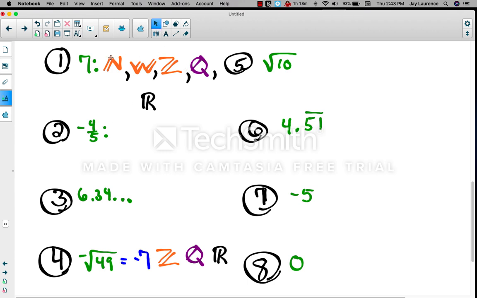-4/5 is not natural, not a whole, not an integer. They do include negatives, but they don't include negative fractions. Only the negatives of the whole numbers. So that makes it rational. And of course, it is also real.